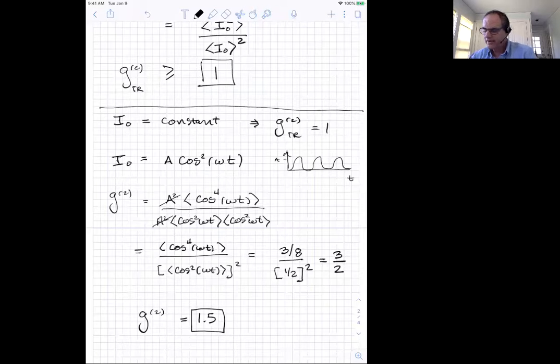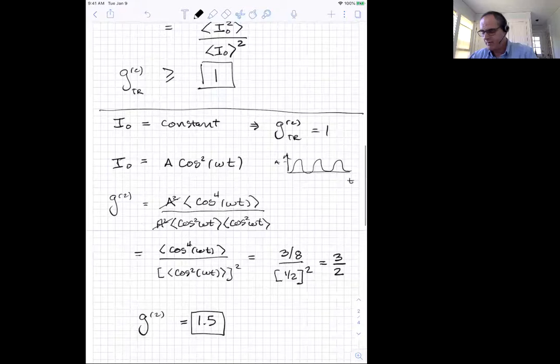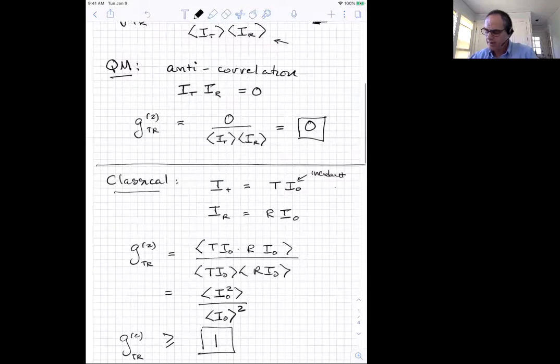So in the case where the intensity was steady, no fluctuations, we got 1. But in the case where the intensity fluctuates, we get 1.5. Okay? But in both cases, it's greater than or equal to 1. And here's the important point. In contrast, quantum mechanics predicts that for the particular kind of light source we're going to use, the second order coherence should be 0. Okay.